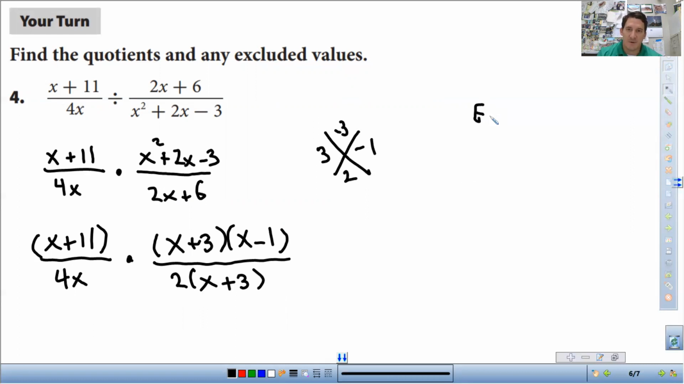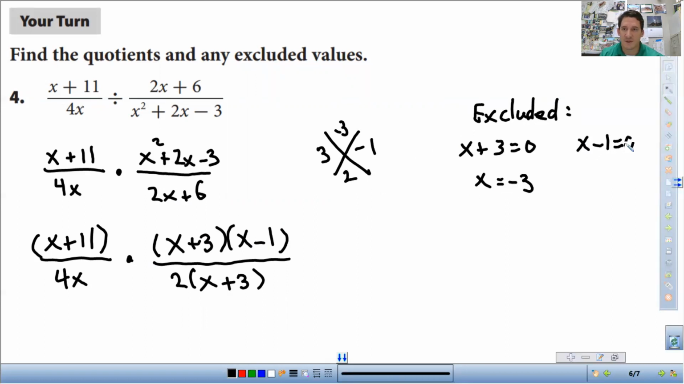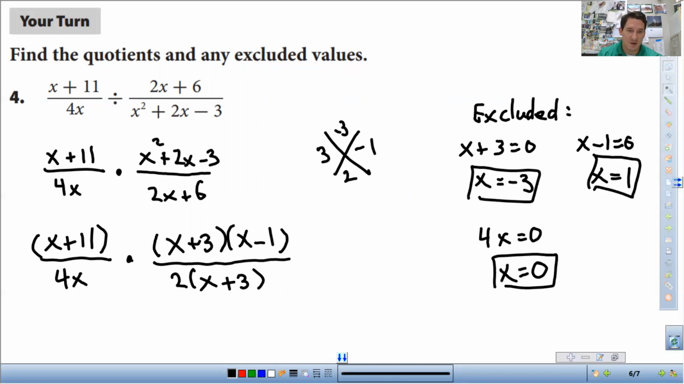So the excluded values: anything that's in the denominator at any point. So x plus 3, x minus 1, 4x, and there's x plus 3. So these are going to give the same excluded value, so I'm going to do that once. But x plus 3 is equal to 0. So the excluded value from that is -3. x minus 1 is equal to 0. Excluded value is +1. And 4x equals 0. Divide by 4, the excluded value is going to be 0. So 3 excluded values.